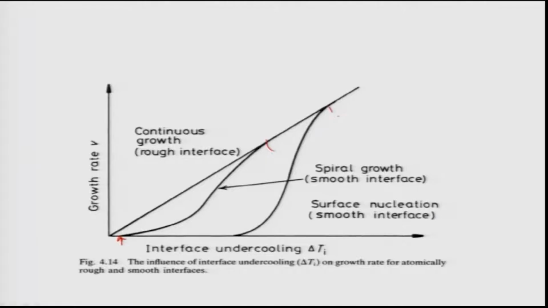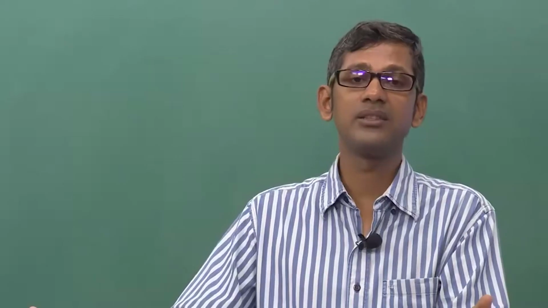This is a very important plot in the sense that at low undercooling, the continuous growth rate will be the maximum, but at high undercooling, all the growth rates will be similar, the same. At intermediate undercoolings, normally the spiral growth rate will be higher than the surface nucleation growth rate. So, depending on the amount of undercooling available in the system, the growth rate can vary. The system can choose which growth mode to adopt depending on undercooling.